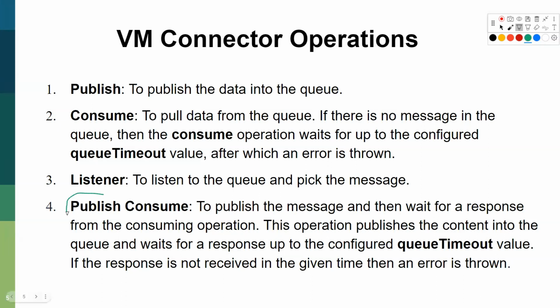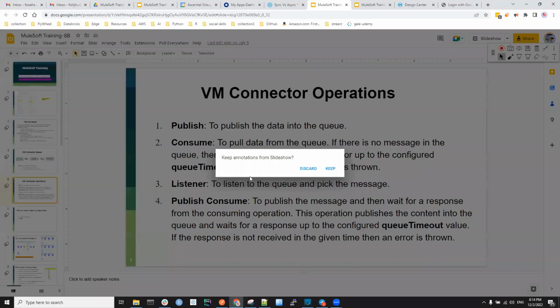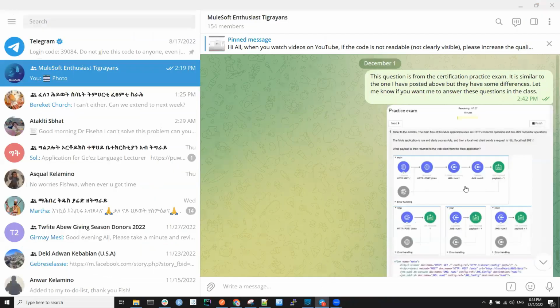This one is different from the first three. It publishes and it waits, so this is basically synchronous, whereas the others are asynchronous. Those are like a fire and forget approach. Publish and consume publishes and waits for an answer. If we just say publish, it publishes and forgets what it has done. It doesn't wait for any response. So let's use the VM connector operations and answer the questions.